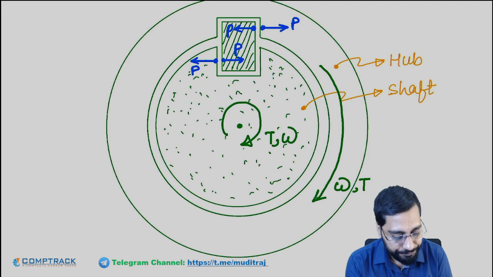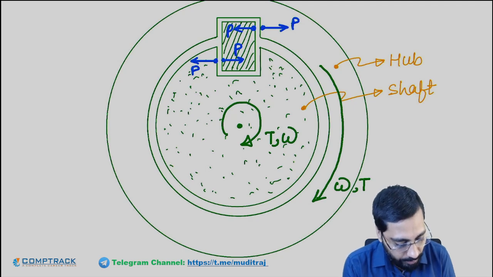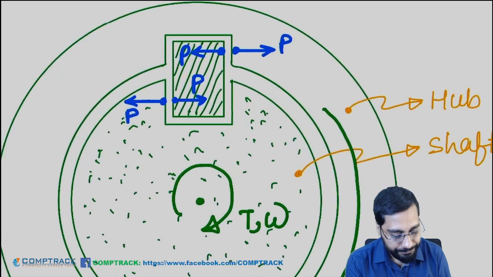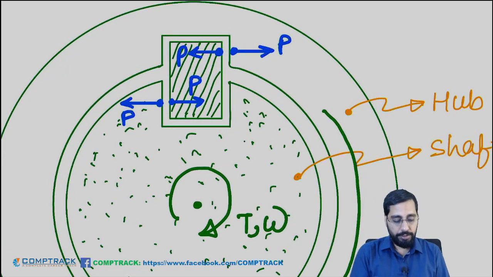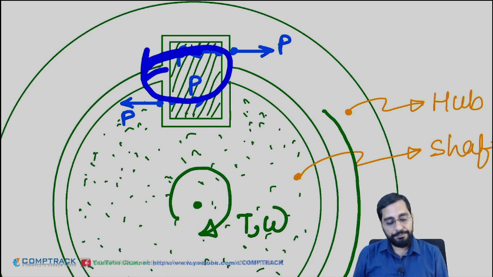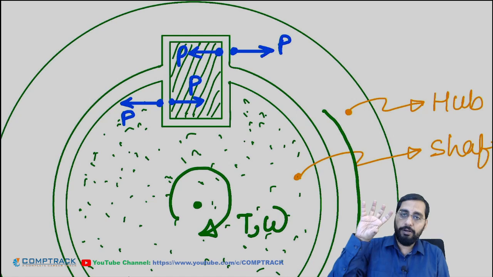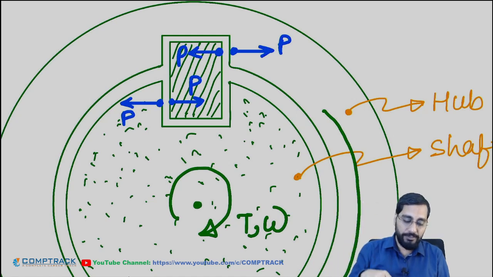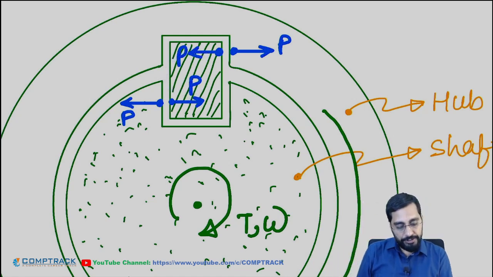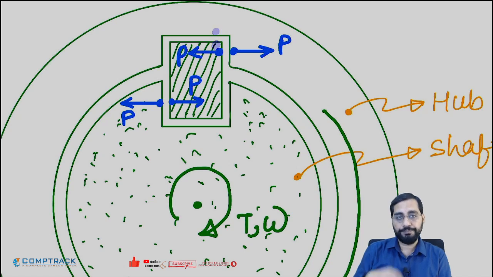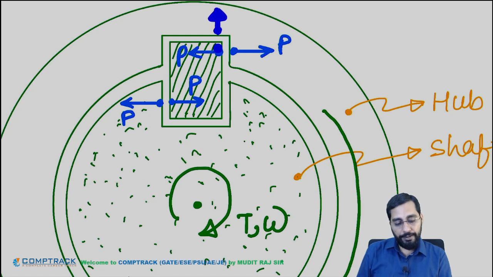Now, here, if you see, for the key, this P and this P are making couple. So there will be now tendency of rotation of key this side. So this end of the key will go in contact with the hub here. So here contact will be again there. So here key will push the hub upward and hub will push the key downward.